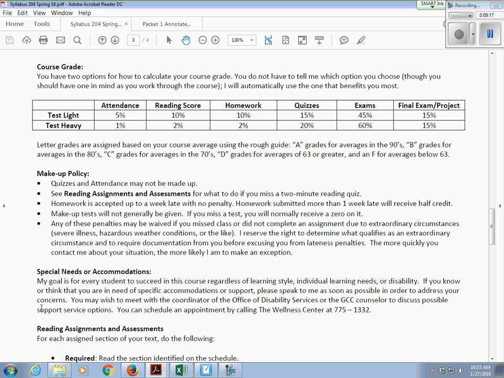Makeup policy: quizzes and attendance cannot be made up. If you're absent and a quiz is due, you're going to get a 0 unless you email it to me. You can submit it electronically if you're sick and can't get here to bring it in. Homework is accepted up to a week late, and for tests, you need a good reason. If you were sick, contact me as soon as you can, and we can do a makeup. Otherwise, it's a 0.